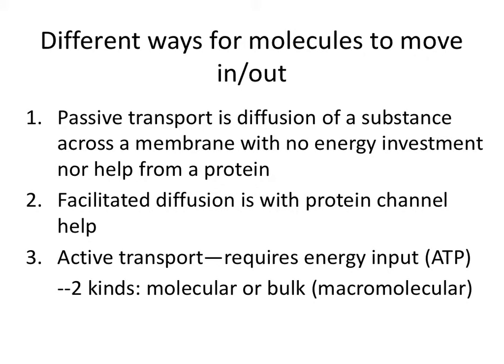And then active transport is active in the sense that it requires energy. So it requires ATP, which is our energy molecule, to move across the cell. And this can happen in two ways. One is on the molecular scale, so when maybe ions are being pumped across the membrane, or in a bulk transport, like cell eating and cell drinking.